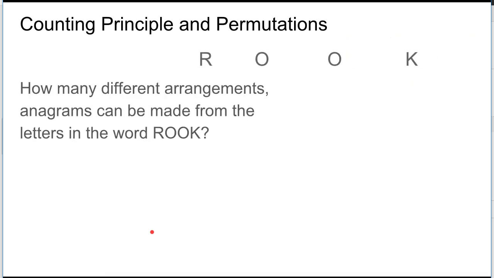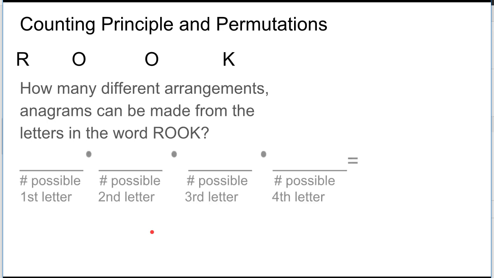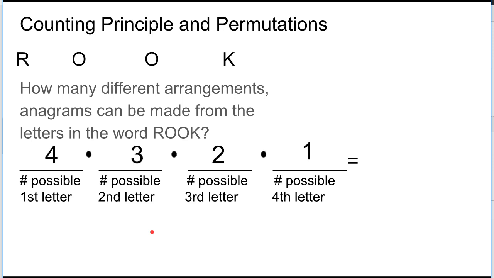So what about this one? How many different ways can we arrange the word rook? R-O-O-K. Okay, so let's try that. I've got 4 different spots for letters. What do you think you can put in those? Pause it and put those down. Okay, so hopefully you did that and you found that I have 4 different choices, and then 3, and then 2, and then 1. And then you get 4 factorial, or 24.